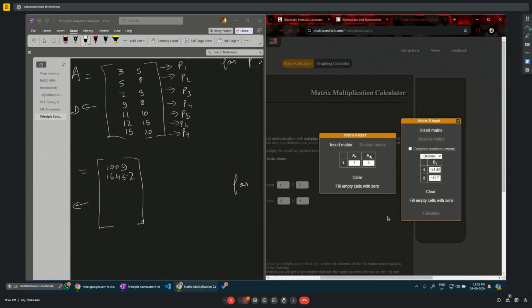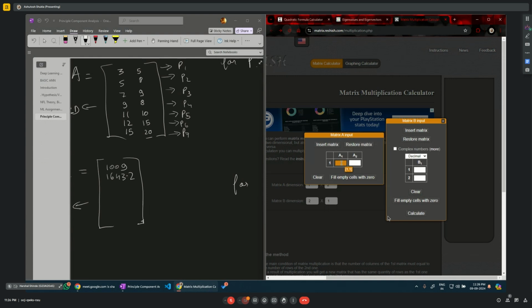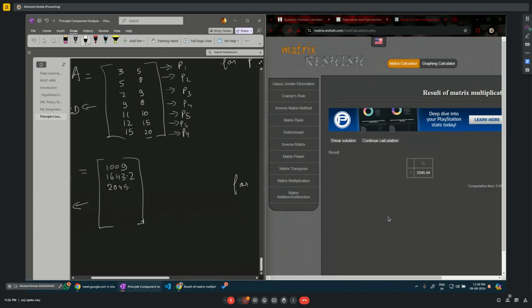I'll just refresh this. Set matrices. That is going to be 7 and 9. This one is going to be 143.52 and 115.7. Calculate. We get another number, 2045.94. So there are 4 more to do.